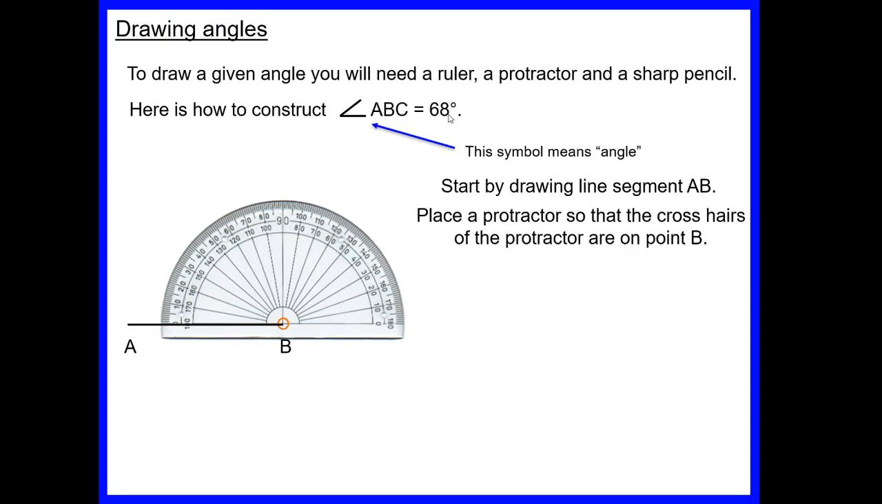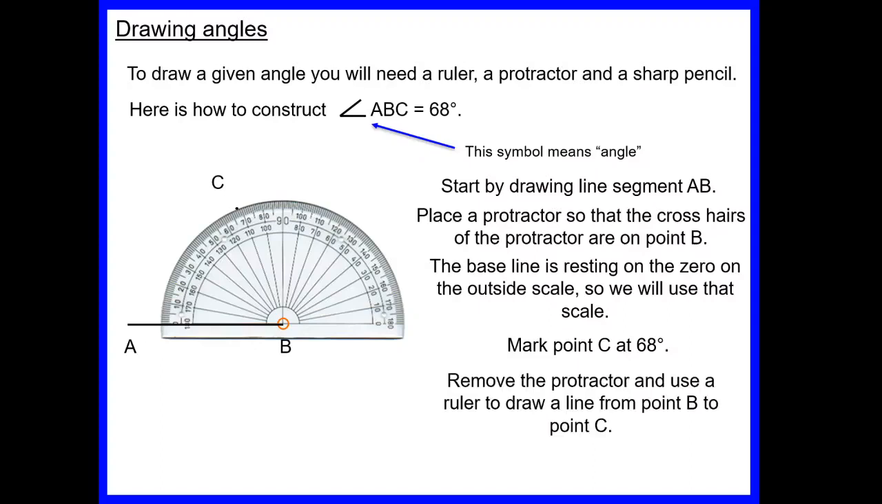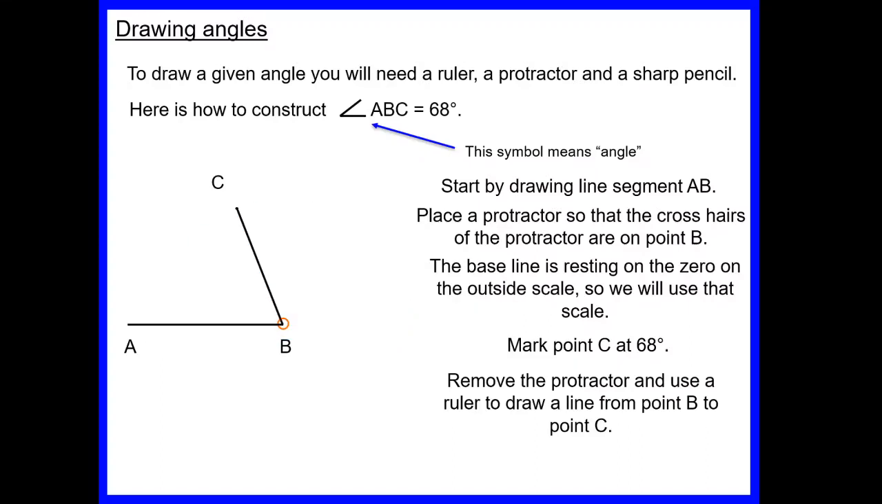We want to measure to 68 degrees. So again, we're going to check our baseline. Our baseline is on the 0 of the outside scale. So we're going to use that outside scale. We're going to go round the outside scale then in a clockwise direction, counting up, so 10, 20, 30, 40, until we get to 68. I'm going to put a little mark at 68 degrees. Once we've got that mark, we can remove our protractor and use our ruler to join point B to point C.